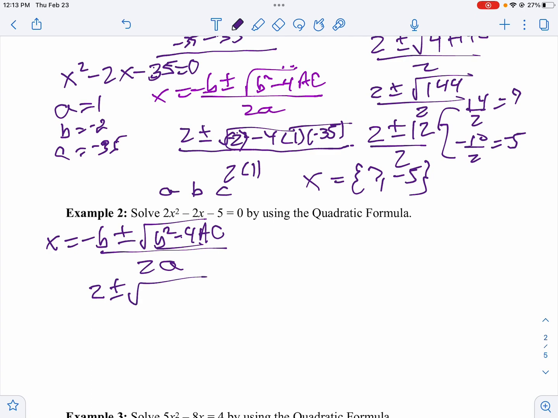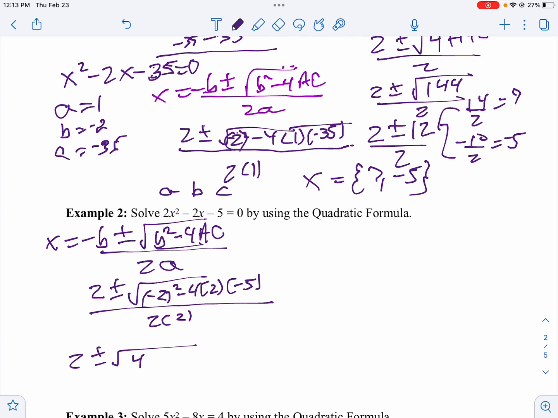So I'll go the square root of negative 2 squared minus 4 times a, which is 2, times c, which is negative 5, all over 2 times 2. So I get 2 plus or minus, I'll go negative 2 squared is 4. A negative times a negative, I treat the minus sign as a negative when I'm multiplying it. So I have a negative 4 times a positive 2 times a negative 5. So I get plus 8 times 5 is 40, all over 2 times 2, which is 4.